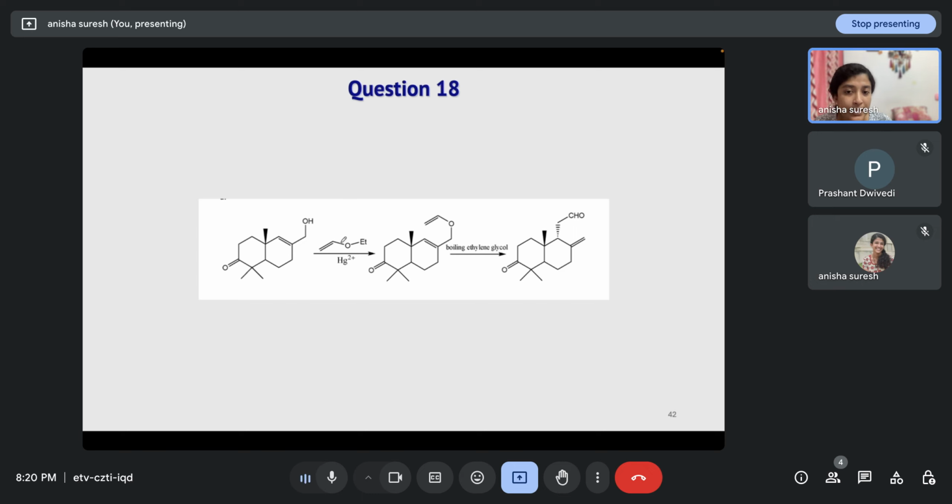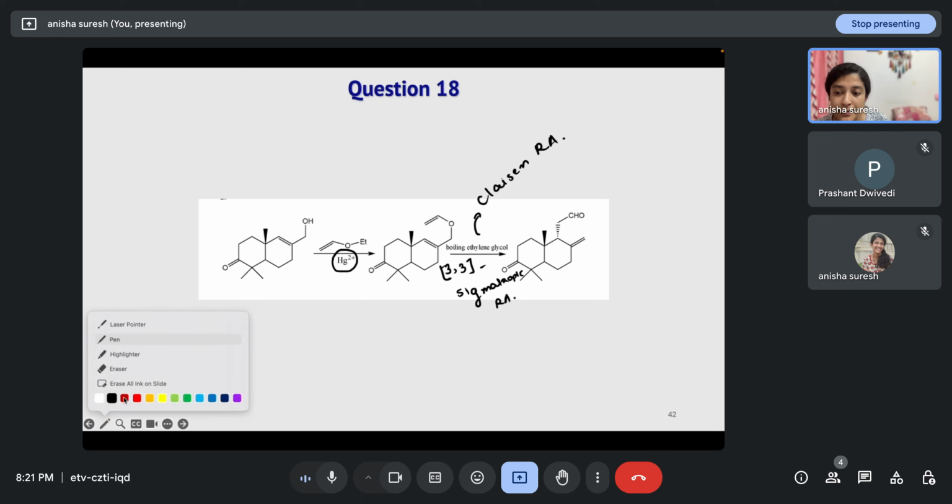First it is reacted with ethyl vinyl ether in the presence of mercury 2 plus. It will result in the formation of this allyl vinyl ether. This is the starting material for the 3,3 sigmatropic rearrangement. Since this oxygen is involved in the transition, this is also known as Claisen rearrangement.